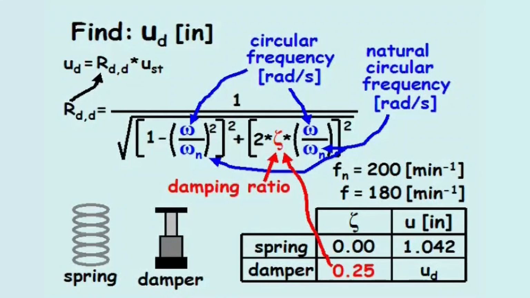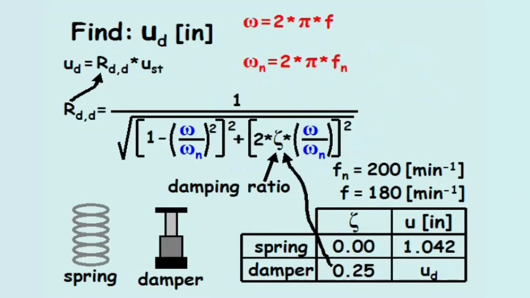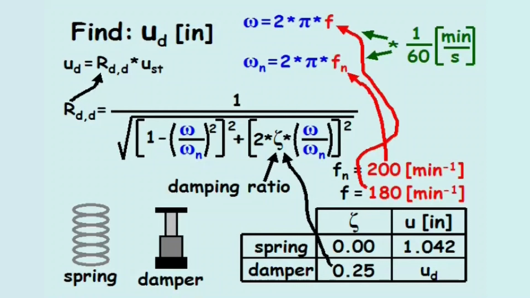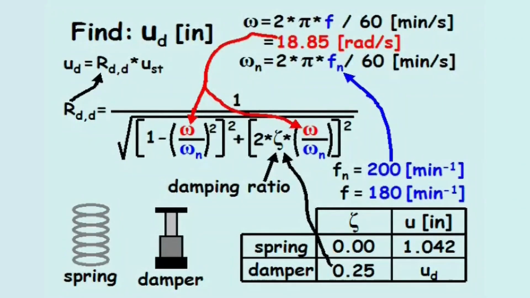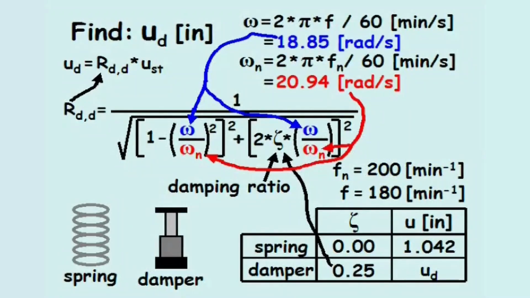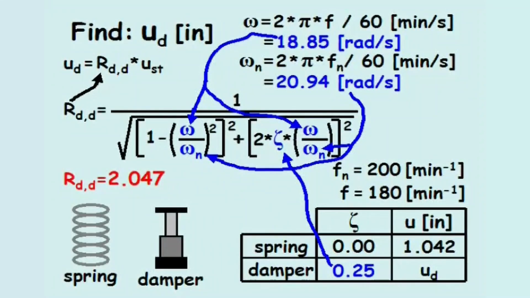The circular frequency terms can be calculated from the frequency terms, f and f sub n. And after multiplying by a conversion constant, the circular frequency equals 18.85 radians per second, and the natural circular frequency equals 20.94 radians per second. With these three variables plugged in, the damped deformation response factor equals 2.047.